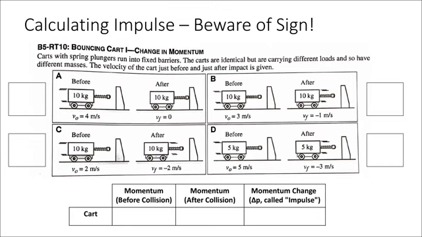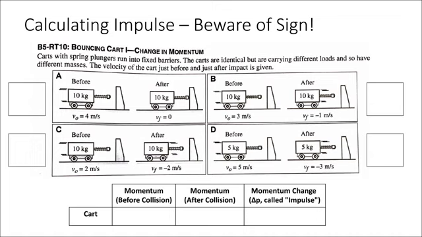Let's calculate the change in momentum for each of these four scenarios, A, B, C, and D. In each of those scenarios, a cart with a spring plunger is colliding with a wall, and we're given the initial and final velocities of the cart as well as the mass of each cart. Before proceeding, I would like you to pause the video and attempt each of these problems for yourself. See if you can calculate the change in momentum of the cart before and after the collision.